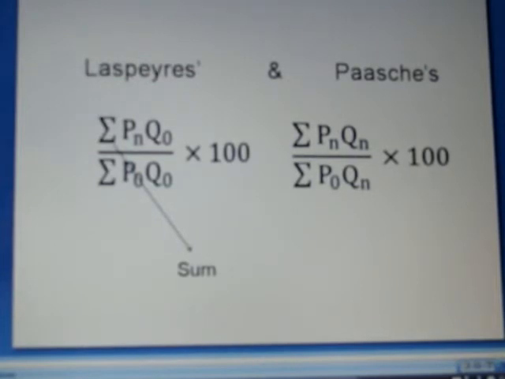Whereas in case of Paasche, we need quantity of the current year. So when we are calculating price index, we need the quantity of every next year in case of Paasche, which is not required for Laspeyres, because Laspeyres only uses the quantity of the base year.